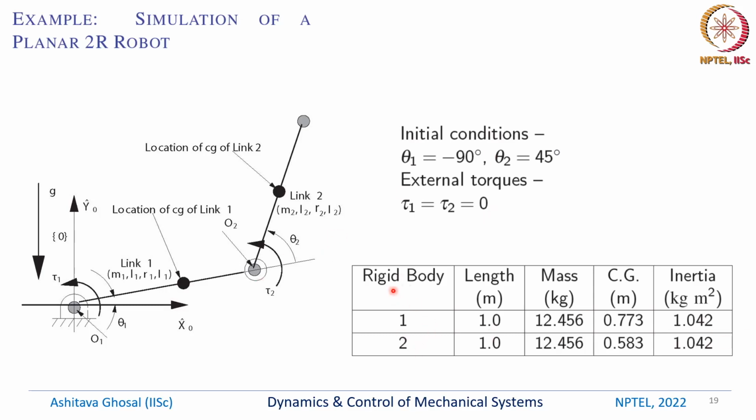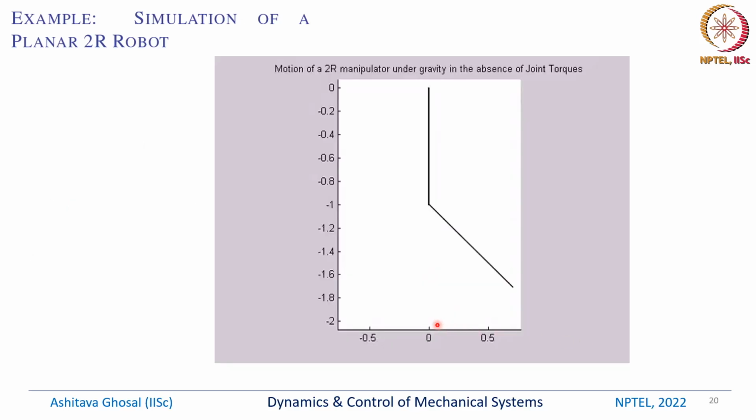So in order to solve these differential equations, we need numbers. So again, we have assumed length is 1 meter, mass is 12.456, CG is this, and inertia is 1.042. These are the same numbers which were used for the inverse dynamics. So here is a video of the 2 degree of freedom robot. As I said, our double pendulum, we'll put the first link down and the second link is rotated by 45 degrees and then we leave it.